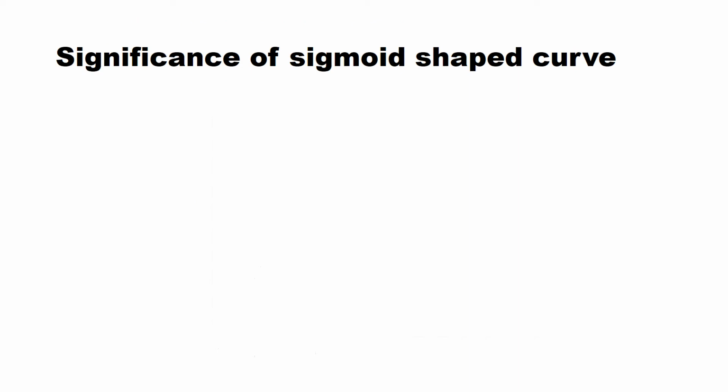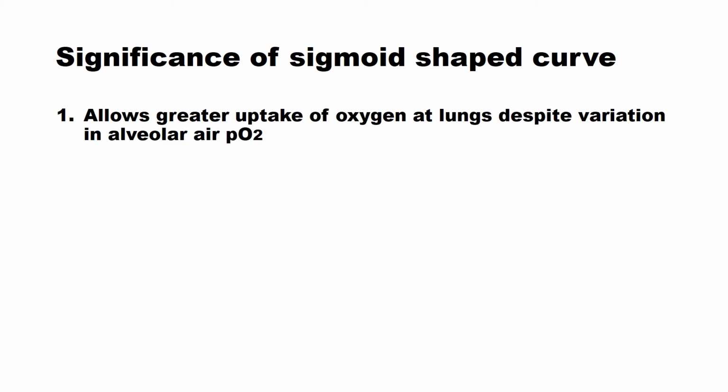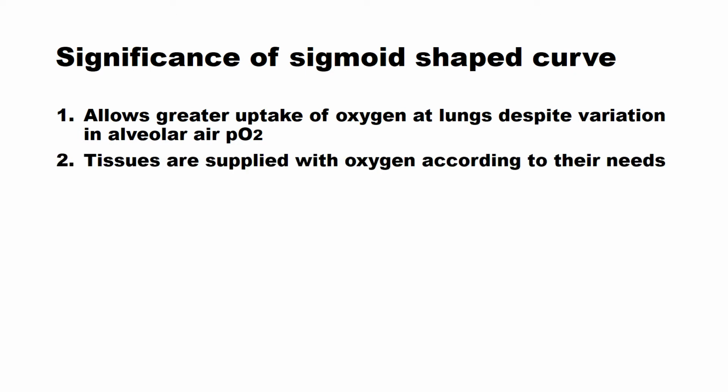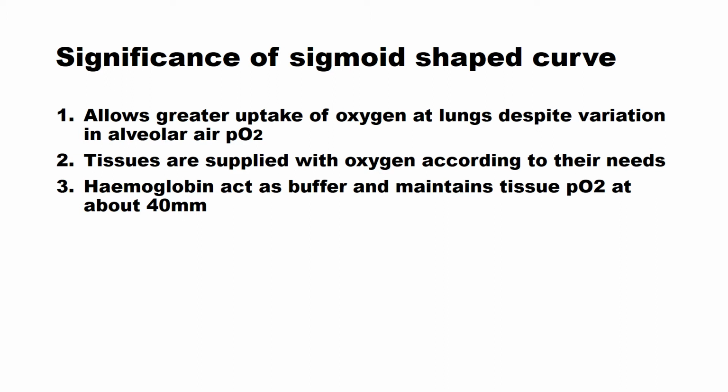So the sigmoid shape of the oxygen hemoglobin dissociation curve offers certain advantages. First, it allows the greater uptake of oxygen at lung despite the variation in the alveolar air. Secondly, tissues are supplied with oxygen according to their needs, and hemoglobin acts as a buffer and maintains partial pressure of oxygen at about 40 mm. So we'll be discussing each of them.